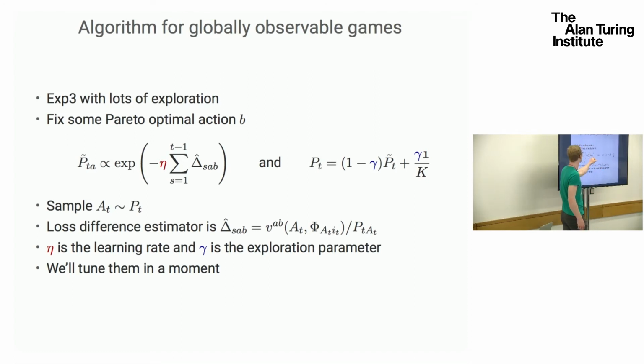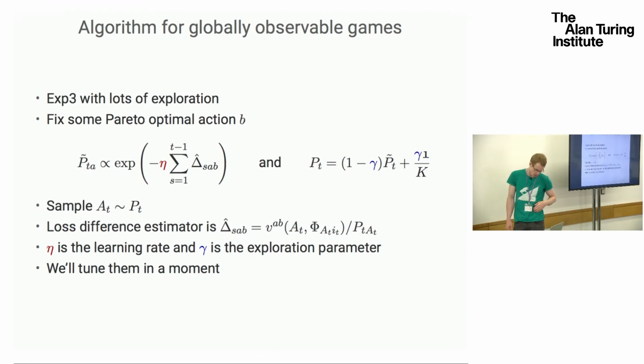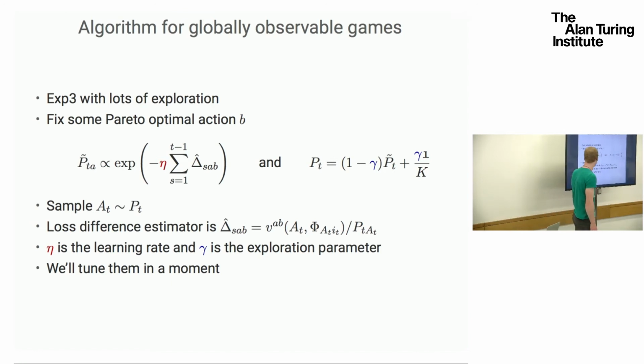Okay, so this is the exponential weights algorithm, and then we mix a bunch of extra exploration in. So in each round we compute this distribution, we sample our action, and then we're going to estimate the losses using our God-given loss estimator functions. And eta here, of course, is the learning rate, and gamma is some exploration parameter, which we'll tune soon.